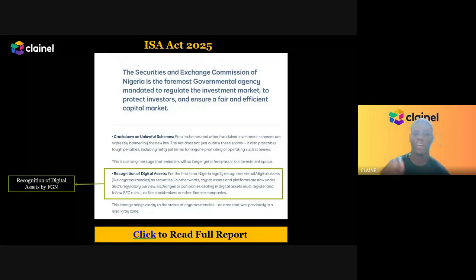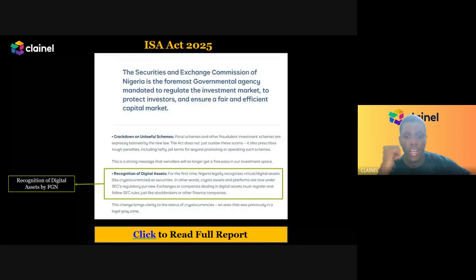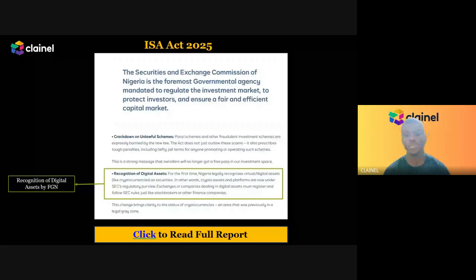And it also says that Ponzi schemes and other fraudulent investment schemes are expressly banned by the new law. The act does not just outlaw these scams, it also prescribes tough penalties, including hefty jail terms for anyone promoting or operating such schemes. So anyone that promotes Ponzi schemes is punished under this act.